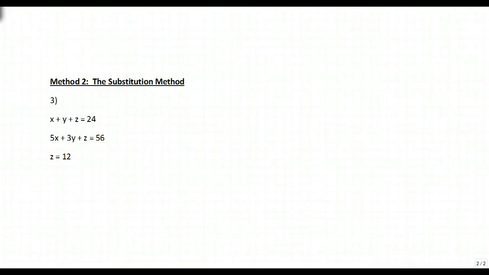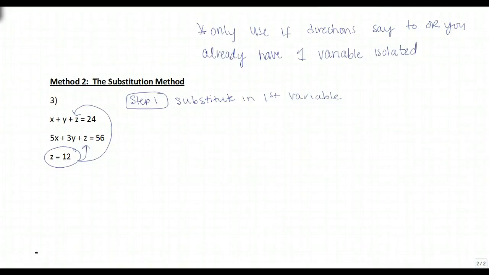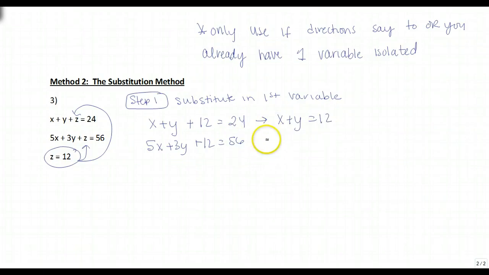So let's move to number 3. Take a second to pause and look at what I've written down. I only want you to use this if the directions say so, or if you already have one variable isolated, like we have here, z equals 12. So step 1 is to substitute in the first variable. So that means I have x plus y plus 12 equals 24, and 5x plus 3y plus 12 equals 56. So my next equations are x plus y equals 12, and 5x plus 3y equals 44.